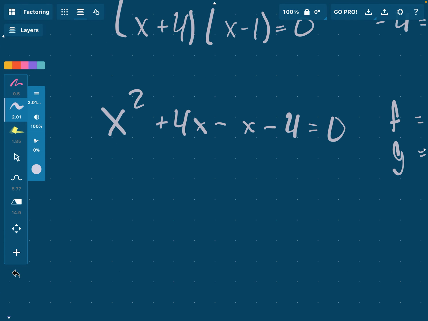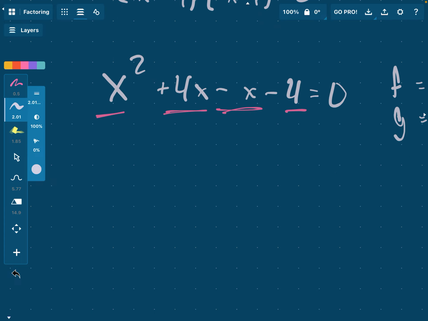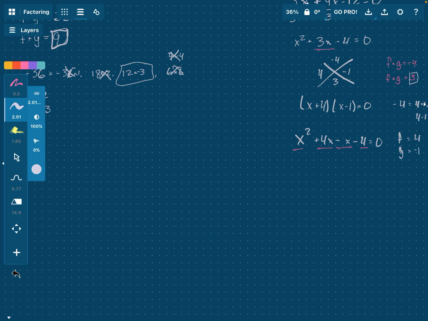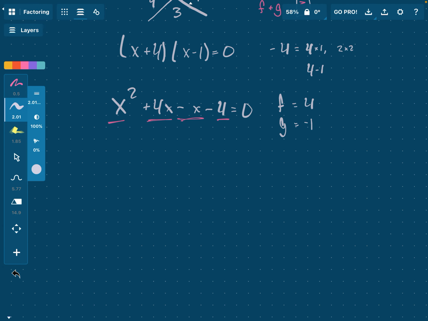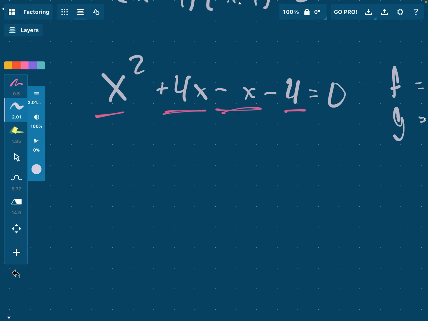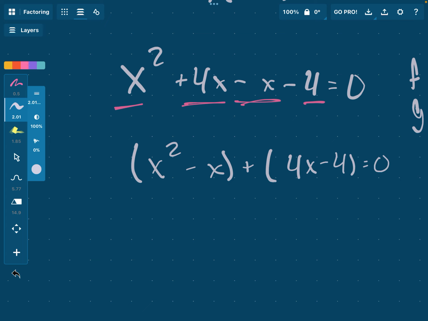So in this case, 4 goes with 4 and x goes with x. So here it matters which terms we group with. I think in the last one we could have grouped either of them and it would have been fine, but for every other problem it's going to matter. So here we have x squared minus x plus 4x minus 4 is equal to 0.